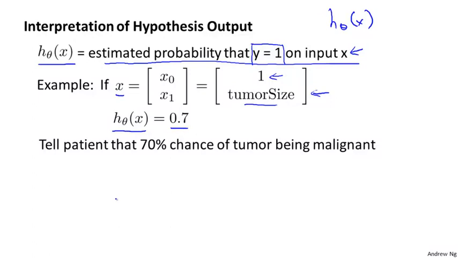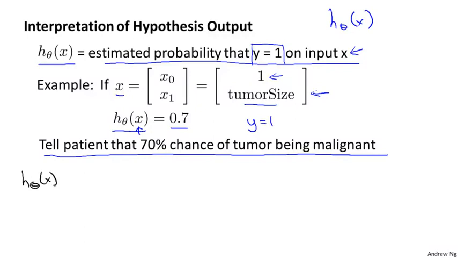I'm going to interpret my hypothesis as follows. I'm going to say that this hypothesis is telling me that for a patient with features x, the probability that y equals 1 is 0.7. In other words, I'm going to tell my patient that their tumor, sadly, has a 70% chance or a 0.7 chance of being malignant. To write this out slightly more formally, or to write this out in math, I'm going to interpret my hypothesis output as p of y equals 1 given x parameterized by theta.